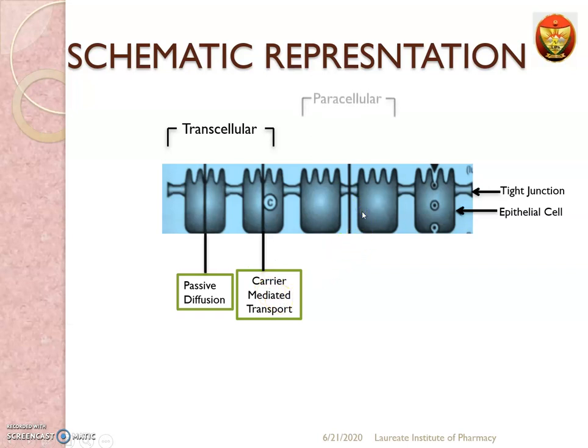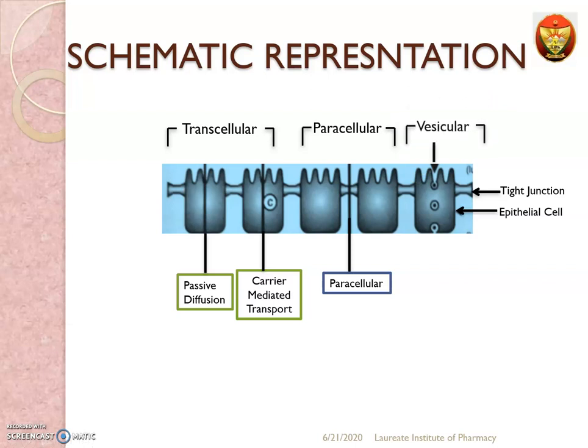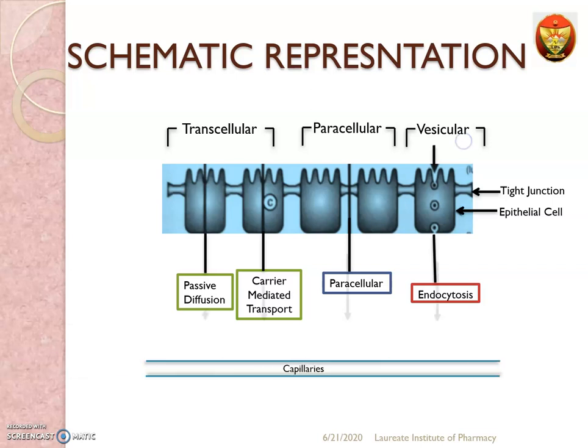The second mechanism is paracellular, as the name suggests, intercellular. The drug will get absorbed through the intercellular spaces, not through the cells. So it is known as paracellular. And the next one is vesicular. In the vesicular mechanism, the drug will get engulfed, so it is known as endocytosis. The drug is engulfed inside the cell, and thereby it will get absorbed. Once the drug is absorbed, it will be transported to the capillaries, then the portal vein, then the liver. The same mechanism takes place.